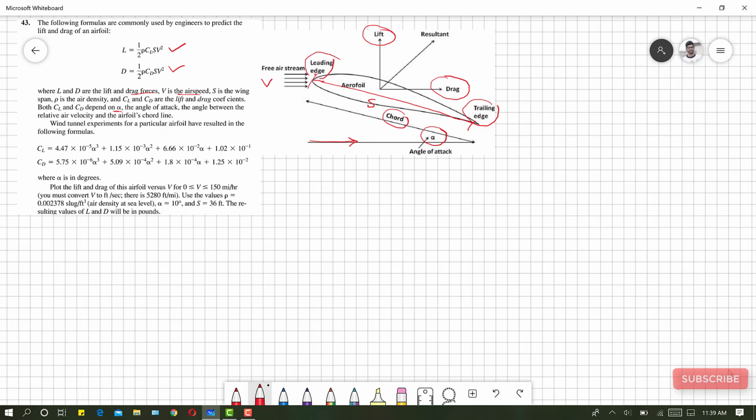So when wind tunnel experiments for a particular airfoil have resulted in the following formula. So an experiment was carried out in a wind tunnel, so these formulas are derived. This one is for the lift coefficient and this one is for the drag coefficient. As we see, it is 4.47 times 10 to the power minus 5 alpha cube plus 1.15 multiplied by 10 to the power minus 3 alpha square. So both of these equations are polynomials.